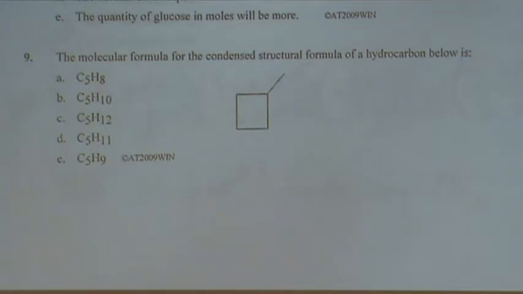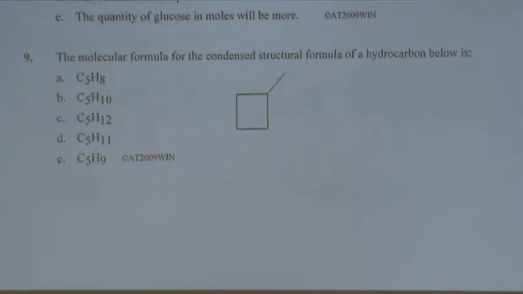So how many carbons? 5. Hydrogens, how many hydrogens? Let's see. 1, 2. So these missing ones are what? Hydrogens, right? So there's 2 here, 1, 2, around this carbon. You see these are carbons, right? So around this carbon, 1, 2, 3, 4. Right? 1, 2, 3, 4.